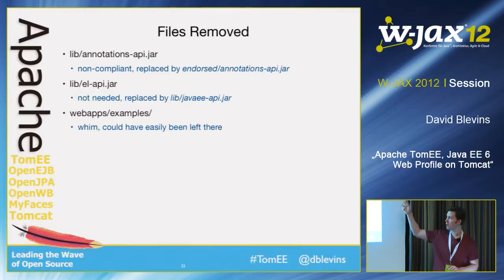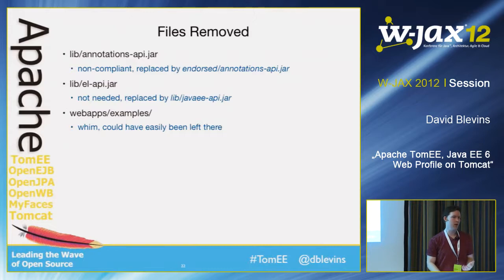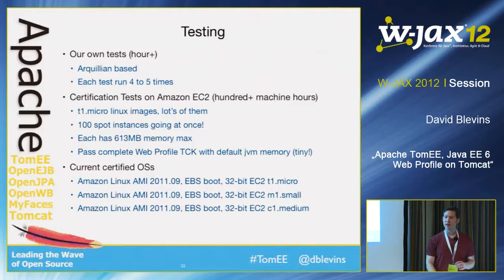We did remove three things. We removed the annotations API jar, which does not have the extra lookup field that I mentioned. Then we removed the EL API jar. It was in the Java EE API jar that we put in TomEE, that we put in Tomcat, and that API jar contains the CDI, EJB, web services, and all those other specification libraries. And then we just yanked the example web apps. We could have left them in. It was 50-50 either way. We just decided to yank them to keep the footprint down. Okay, so that's all the things we do to modify Tomcat. So it's not a lot.